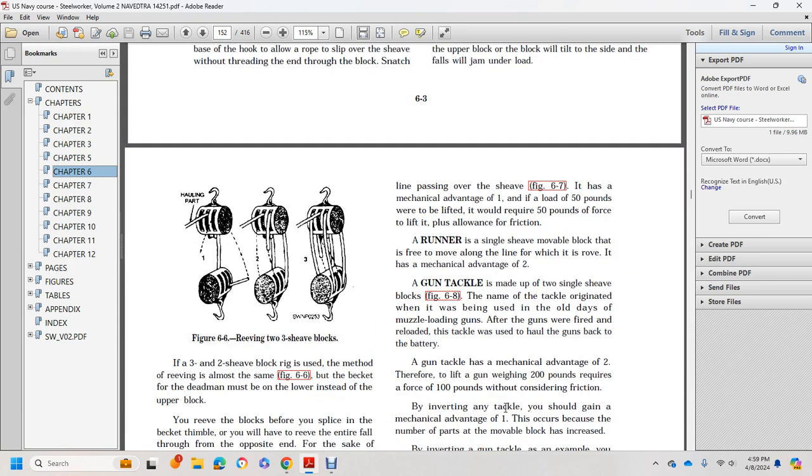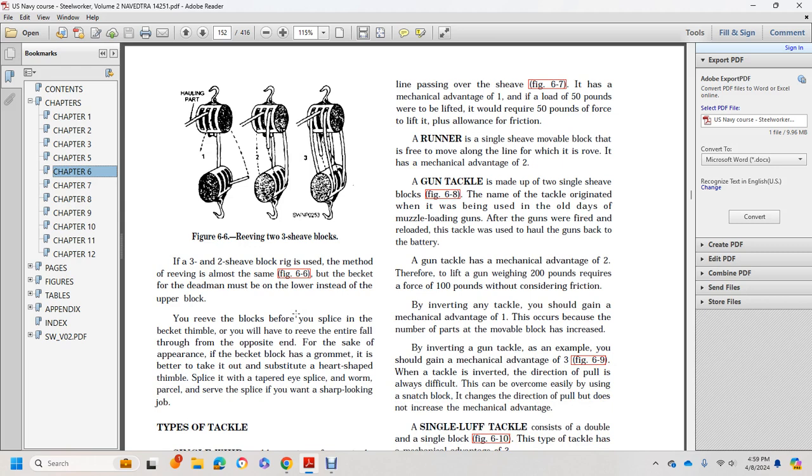Figure 6-7 shows a two-sheave block rigging using the method of reeving almost as shown in figure 6-6, but the becket of the deadman must be on the lower block instead of the upper block. And then the reeving of three-sheave blocks, with hauling parts one, two, and three.